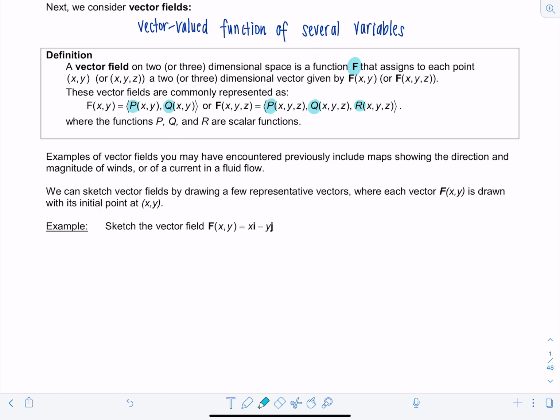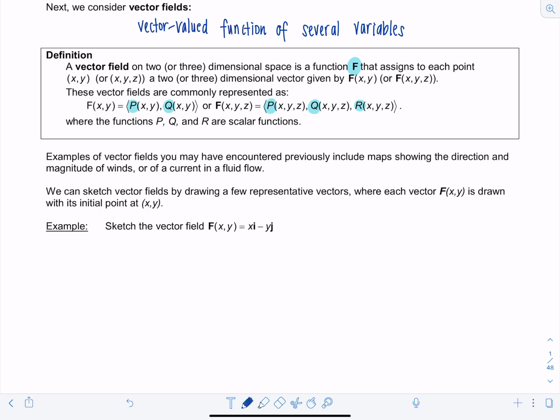Now, examples of vector fields you might have encountered previously include maps showing the direction and magnitude of winds or of a current in fluid flow. And we can sketch vector fields by drawing a few representative vectors where each vector, capital F of (x, y), is drawn with the initial point for the vector being whatever (x, y) is. So let's try out an example here. We're going to sketch the vector field F of (x, y), which equals x i hat minus y j hat.